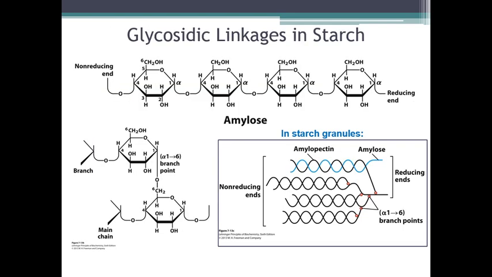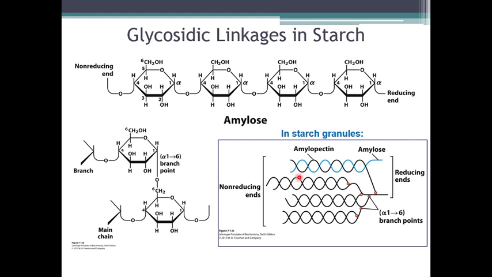This is how starch looks. Amylose, as I said, is a linear polymer of glucose. It's alpha 1,4 linkage as shown here, 1,4. Amylopectin has branches, alpha 1,6 branches every 24 to 30 residues. Unlike glycogen, which has more branches, every 8 to 12 residues.